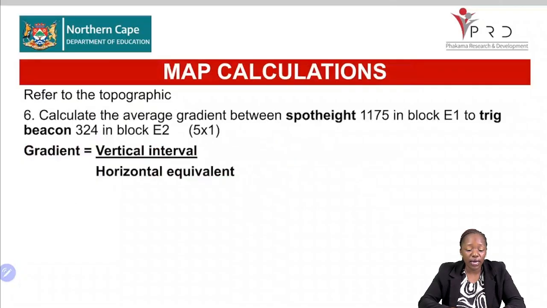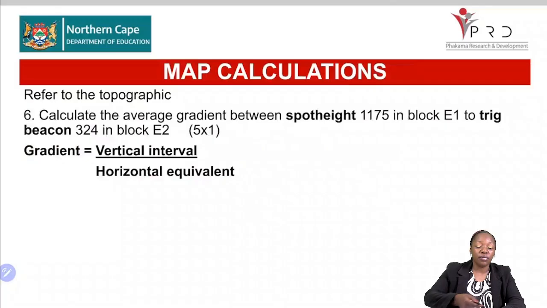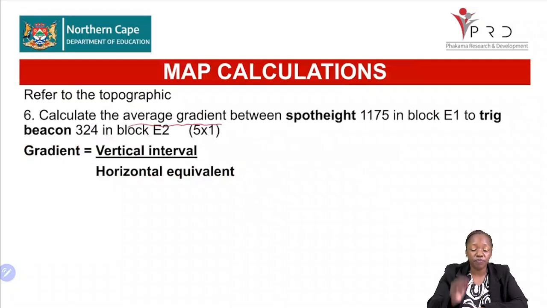Then we're looking at our next calculation. In our next calculation, it's saying calculate the average gradient. So again, the instruction refers to the topographic map, which means we are still on the topographic map. What are we doing now? We are calculating the average gradient between your spot heights. Remember, the spot heights are identified by the point in the map.